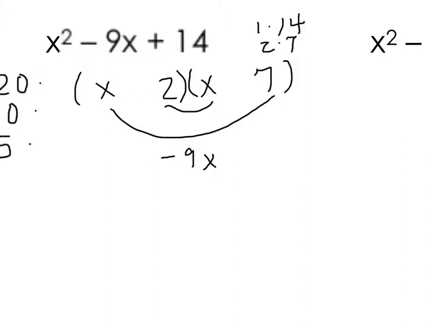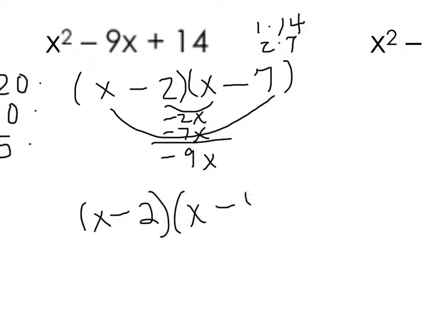Well, we want them to multiply and give us a positive 14. What about a negative and a negative? A negative 2 times a negative 7 is a positive 14. If you multiply the inside, you get negative 2x. The outside, you get negative 7x. You combine those, and sure enough, you get negative 9x. So that is our solution, x minus 2 times x minus 7.